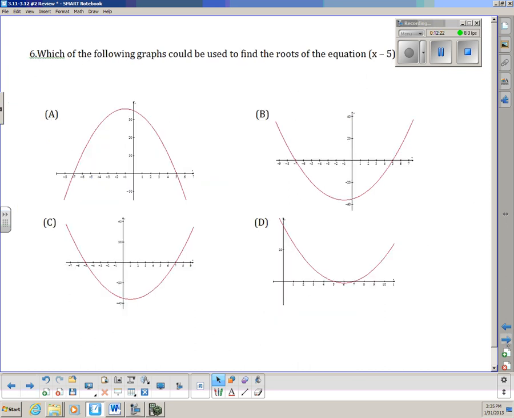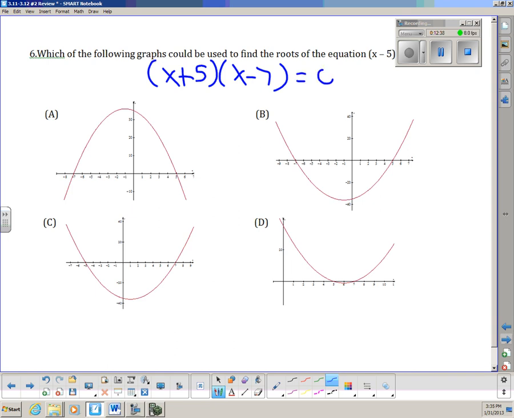Okay, next one, multiple choice. Which of the graphs could be used to find the roots of the equation x minus 5 and x plus 7? So I'm actually going to come over here where there's more room. So x plus 5, x minus 7. So this is your thing that equals 0. Well, what are the roots? That's pretty easy. All I need to do is drop my wall and solve each factor. Set each factor equal to 0, subtract 5 on both sides, x equals -5, add 7 on both sides, and x equals 7. Well, that would actually let me take a look at this graph right here, which is going to be, hold on here.